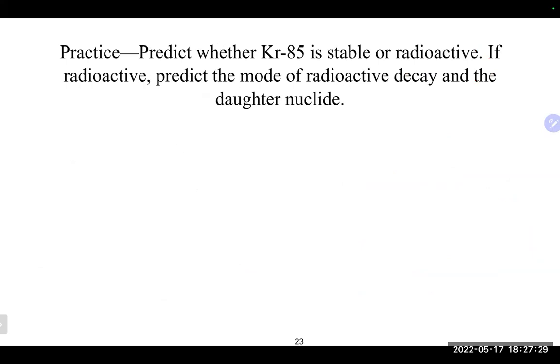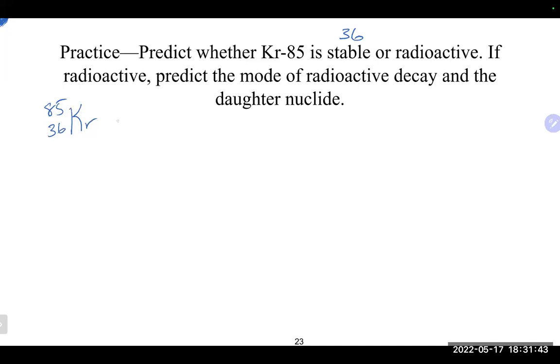All right, let's try another one here. Krypton-85, is it stable or radioactive? If it is radioactive, again, predict the mode, and why don't you also write the balanced equation for it? And krypton, in case you don't have a periodic table, is lucky number 36. So we have krypton here, and 85, and once again, from the periodic table, we can get our 36.